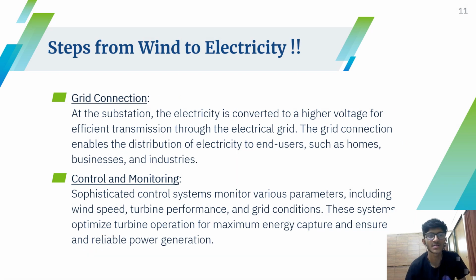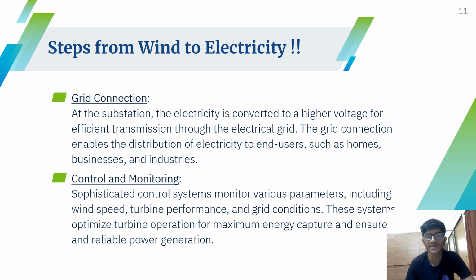The third step is grid connection. At the substation, the electricity is converted to a higher voltage for efficient transmission through the electrical grid. The grid connection enables the distribution of electricity to end users such as homes, businesses, etc.